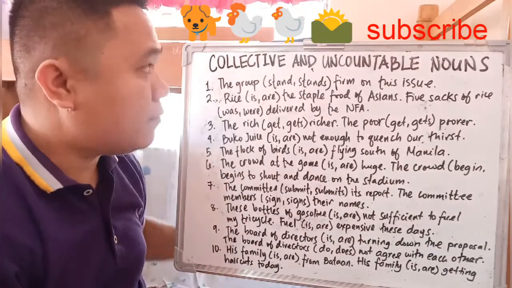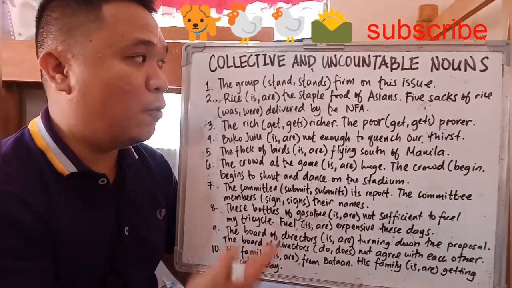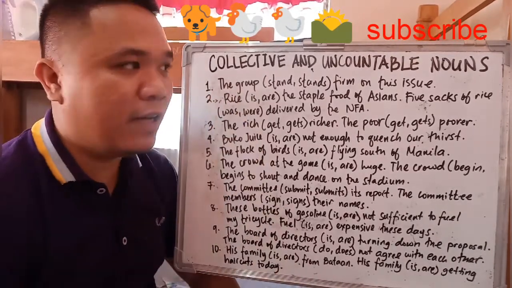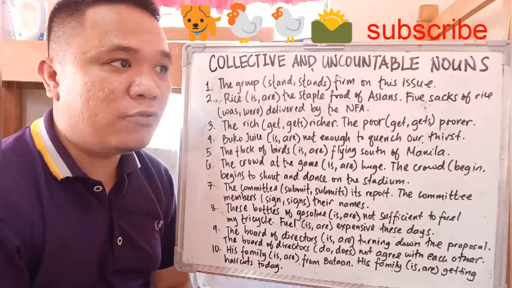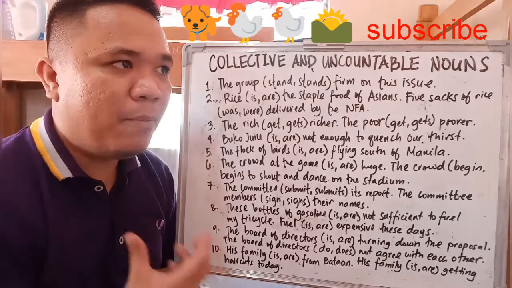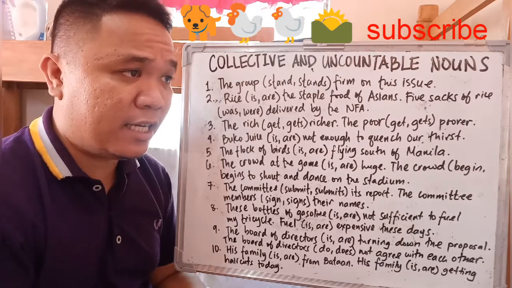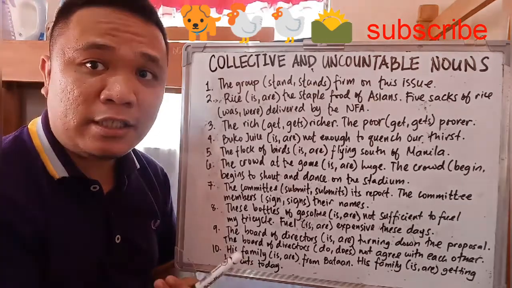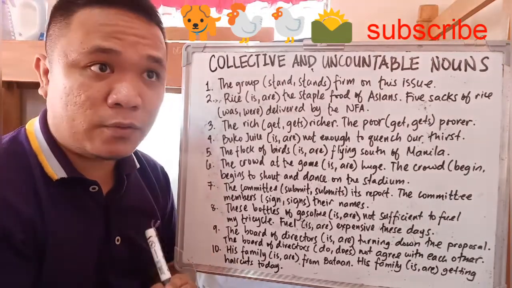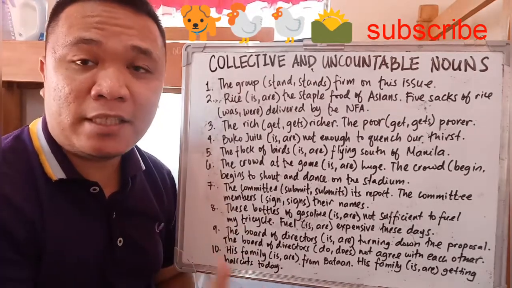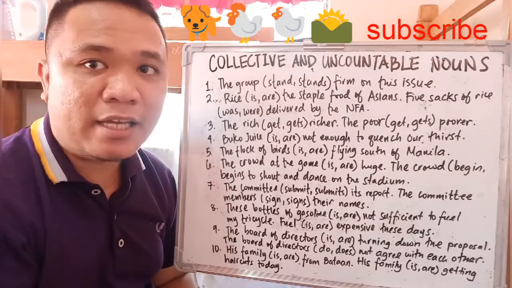Now let's begin. The group stands firm on this issue. The word group is a collective noun. You have to take note that some collective nouns do not end in S, but once you analyze them in the sentence, check whether they are working as a group, in unity, or working individually. If the group works together in unity, the verb is singular. But if the group works differently, the verb is plural.